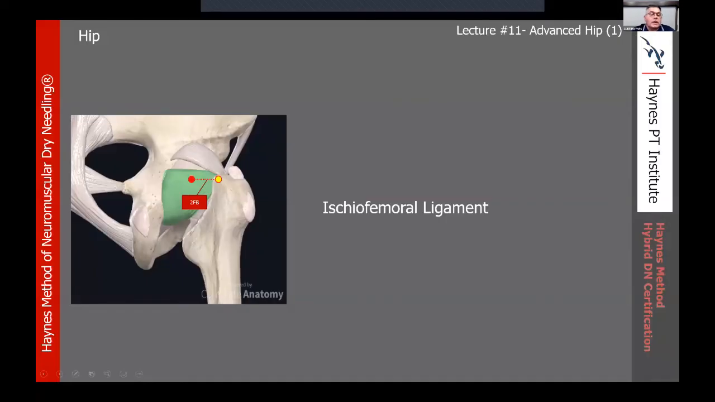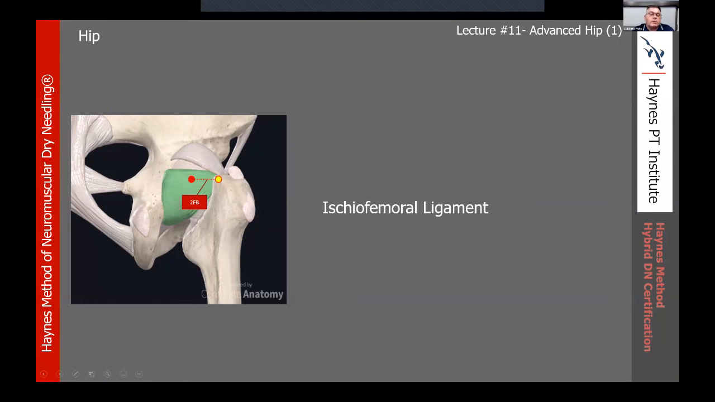For the ischiofemoral ligament, obviously the sciatic foramen, we want to be cautious of our location. The sciatic nerve itself is going to travel in this area right here. So we're going to be 2 finger breadths from the greater trochanter. This is very similar to what we do for piriformis. Of note, piriformis sits 1 finger breadth cranial from here, or superior.